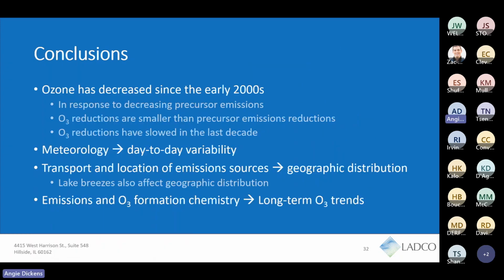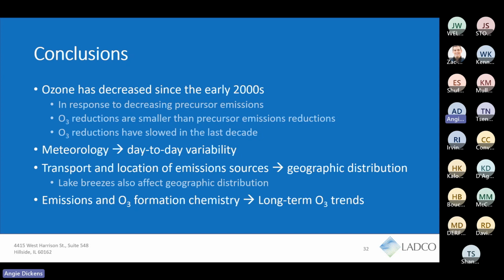So to conclude this whole section, what we're seeing is that ozone is decreasing since the early 2000s in response to decreasing precursor emissions. Ozone reductions are smaller than precursor emission reductions and have slowed in the last decade. And if we're looking at the connections between the drivers and what we see in ozone, meteorology is driving day-to-day variability as well as interannual variability. Transport and location of emission sources drive the geographic distribution, with lake breezes coming in to influence that as well. And then emissions and ozone formation chemistry are driving the long-term trends.